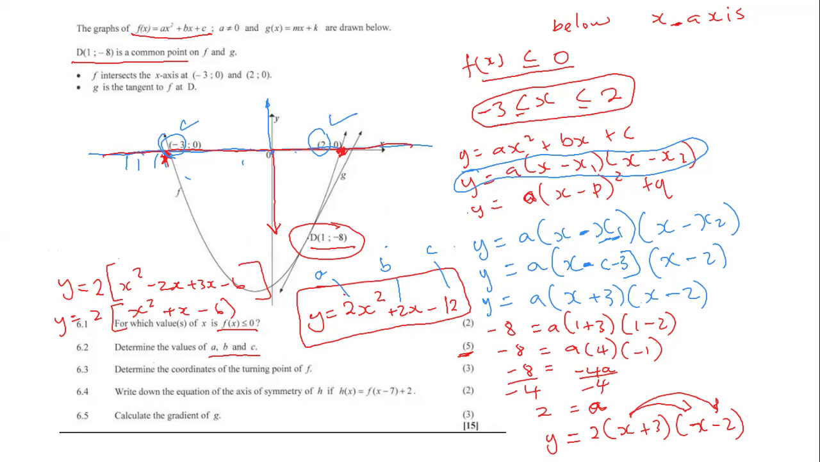All right. I think you all understand. So it's 2x squared plus 2x minus 12. Right. So that is that. And let me clear this so that we can go to the next question. Let me clear all drawings. Cool.